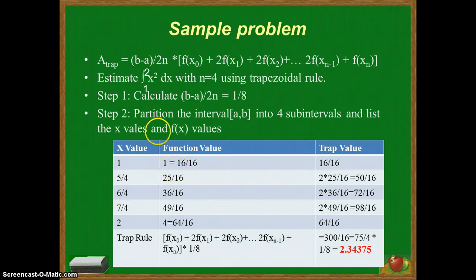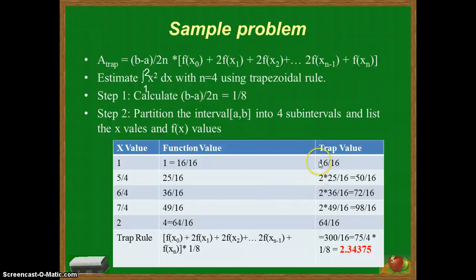Then I evaluate the function at each of those x values. The first one would be 1. I convert it to 16 over 16 for calculation's sake. Then 25/16, where am I getting that? x squared is the function, so 5/4 squared is 25/16. Then 36/16, 49/16, and 4, or 64/16.